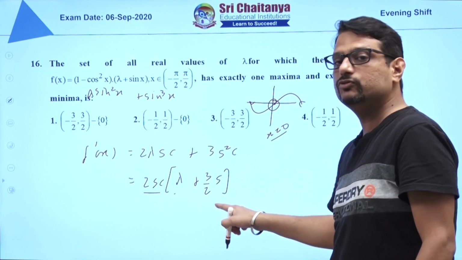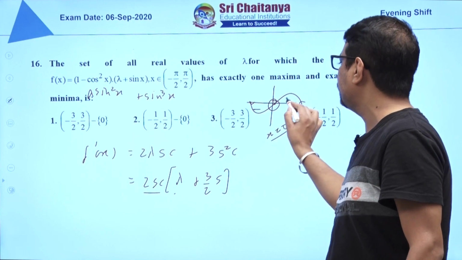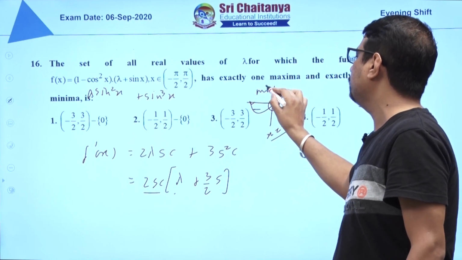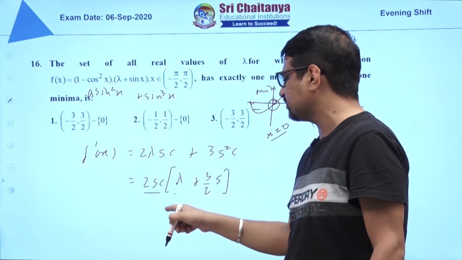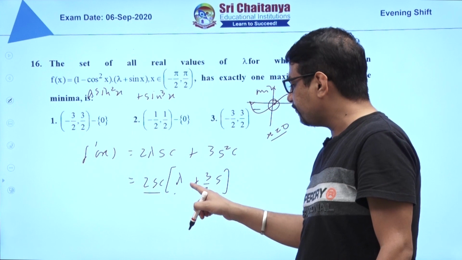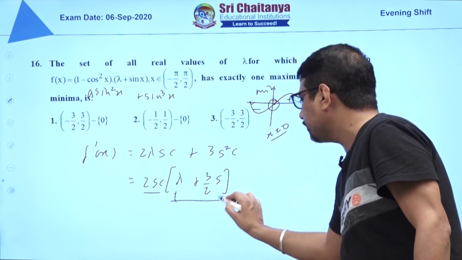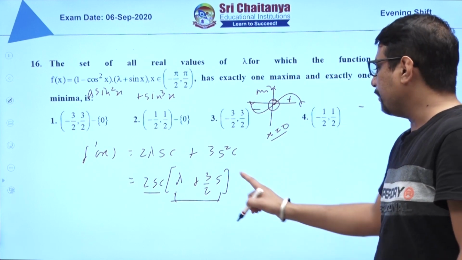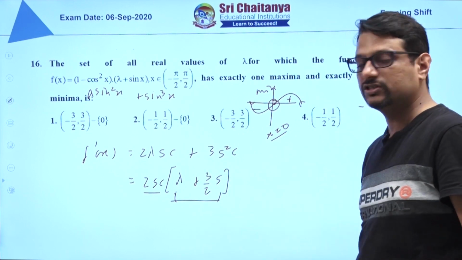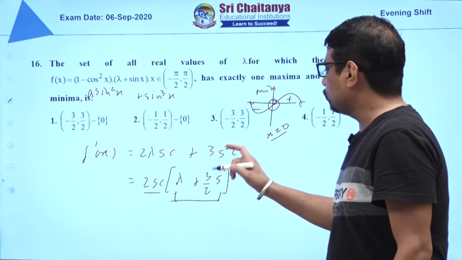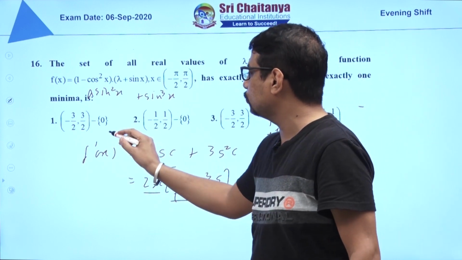Remember, if the other factor doesn't become 0 at x is equal to 0, then f dash x will change sign from negative to positive, so it will have a minima there, or from positive to negative, which means it will have a maxima there. So now it depends on this lambda plus 3 by 2 sine x. First of all it should not be 0, because if this is also 0 then we cannot say whether it is changing sign or not. So this should not be 0 at x is equal to 0, which means lambda should not be 0.